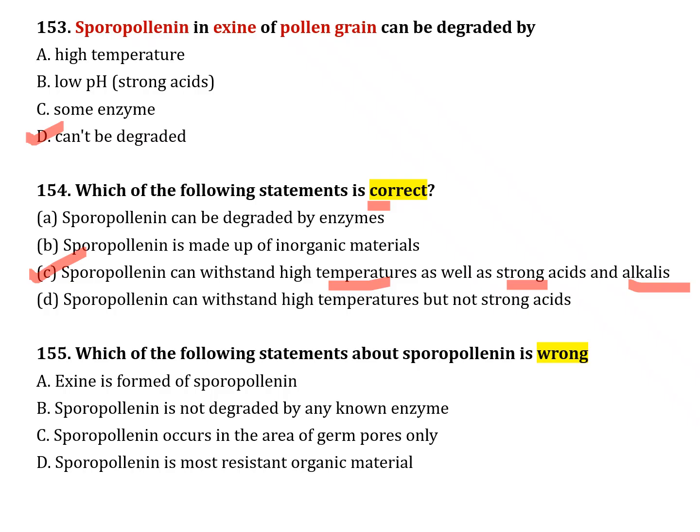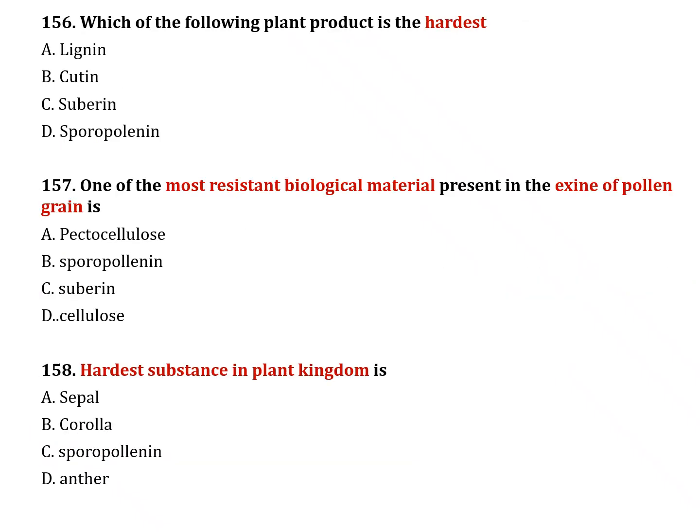The next question, number 155. Which of the following statements about sporopollenin is wrong? Option A, exine is formed of sporopollenin. Option B, sporopollenin is not degraded by any known enzyme. Option C, sporopollenin occurs in the area of germ pore only. Option D, sporopollenin is the most resistant organic material. Correct answer is option C, sporopollenin occurs in the area of germ pore only, which is wrong.